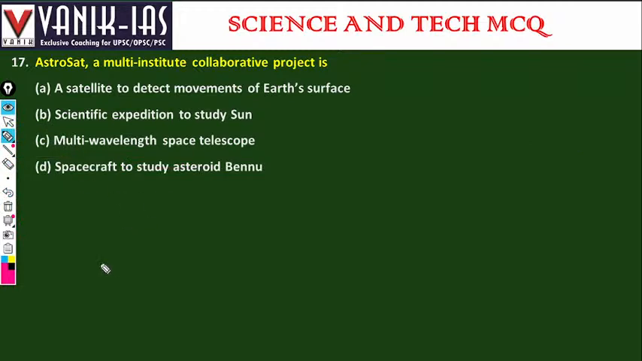ASTROSAT, a multi-institute collaborative project. ASTROSAT is a satellite to detect movement of Earth's surface, a scientific expedition to study the sun, or a multi-wavelength space telescope. What is ASTROSAT? Astro. So obviously it is a multi-wavelength space telescope, which will make astronomical observations. So C is the answer.